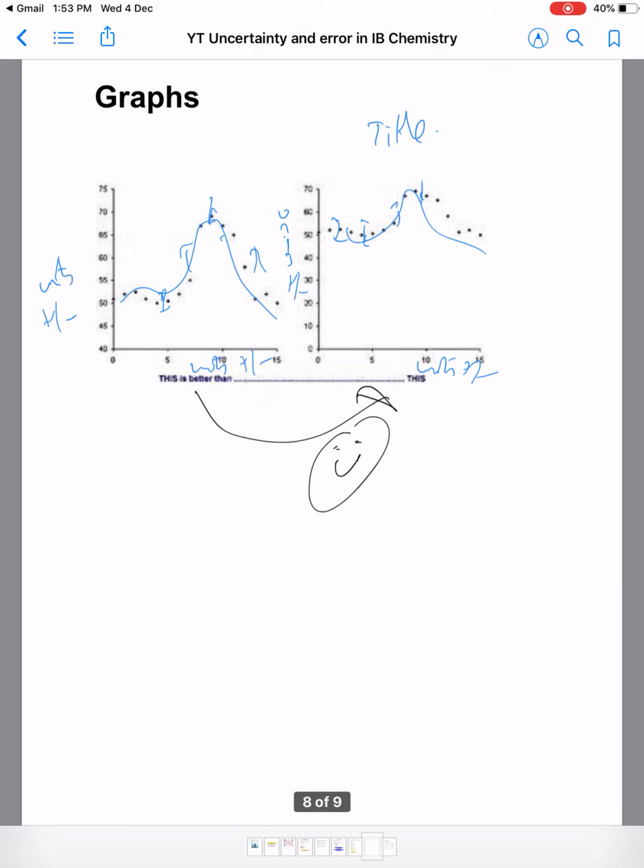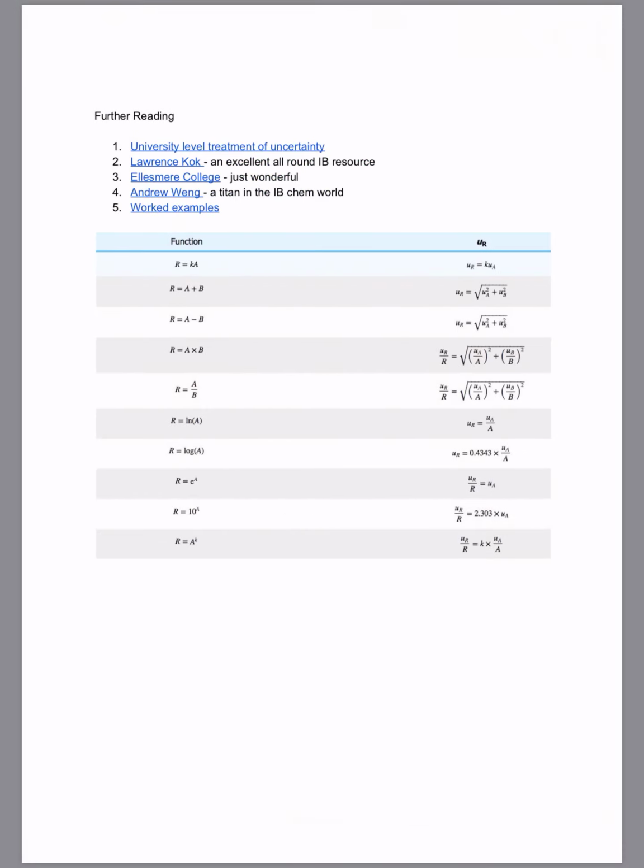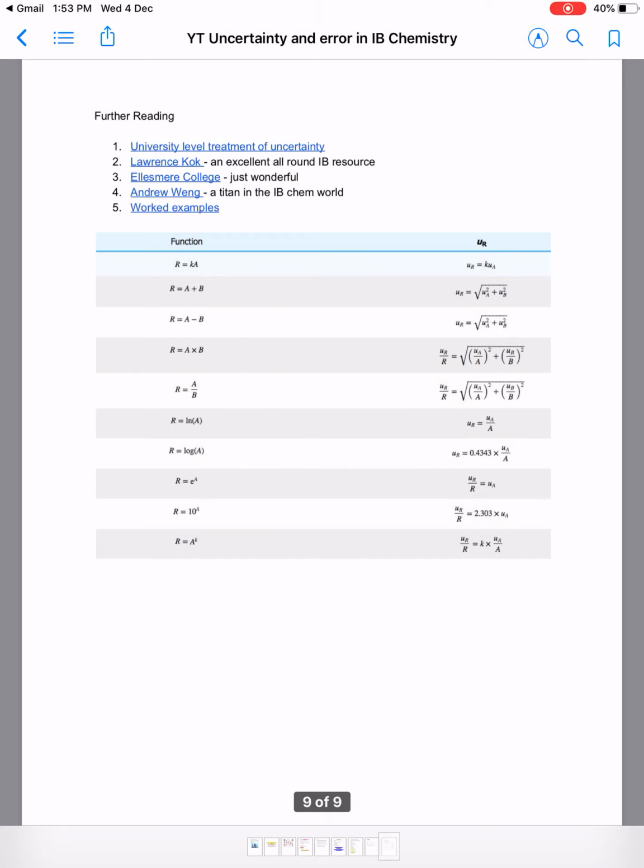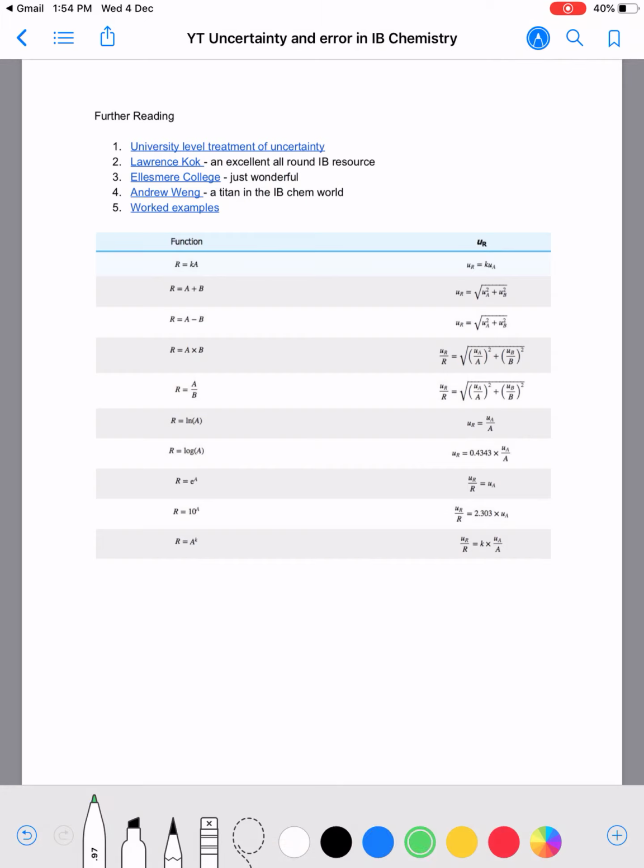I'll put this document below so you can look at the links. I've used these as the sources for this document. The university level treatment of uncertainty, that's this one here. So you can see if you're doing exponentials or natural logs or powers, this is what you have to do. But for IB, we do not. The absolute and the relative uncertainty will get you full marks.